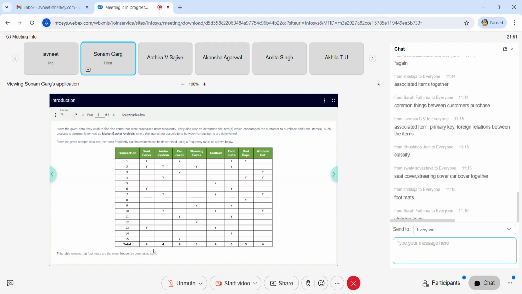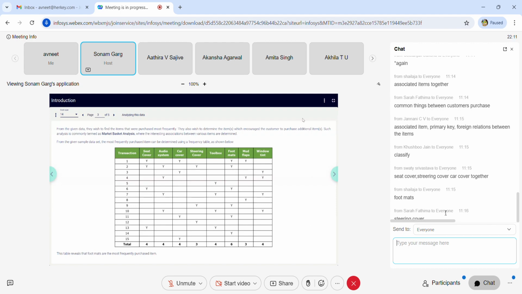So the last row of total tells us that foot mats was the most frequently purchased item. So maybe in general, whatever was frequently purchased, you will suggest that. Along with toolbox also you recommend foot mat. Along with mud flaps also you recommend foot mats.